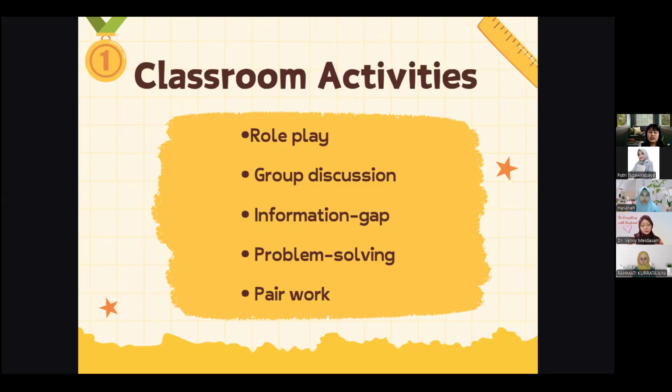In group discussion, students can share their opinions about a topic, for example, their favorite place or their future plan. So they can practice speaking while exchanging ideas with their friends. And then in an information gap activity, students have different information and they need to communicate to complete the task. For example, one student has a schedule and the other has missing information. They need to ask and answer questions to complete it.